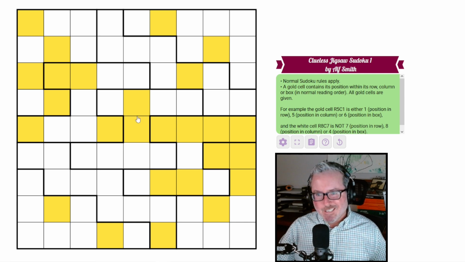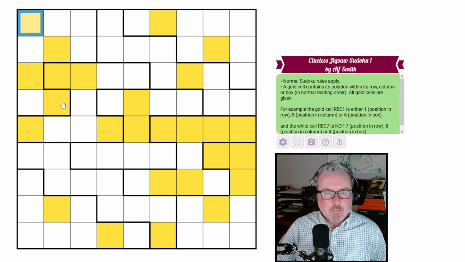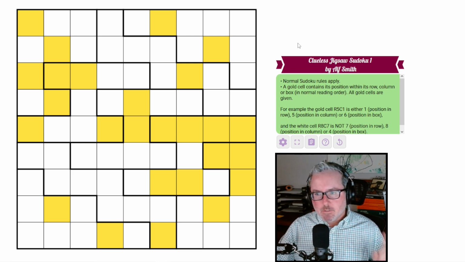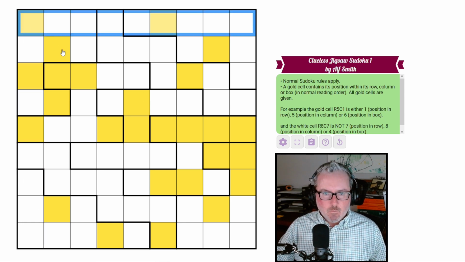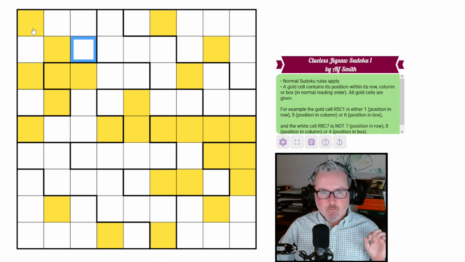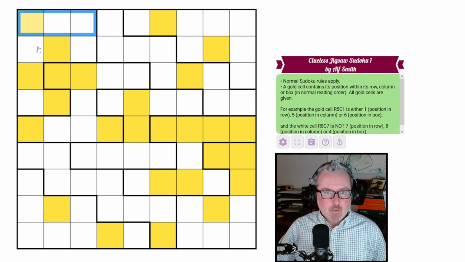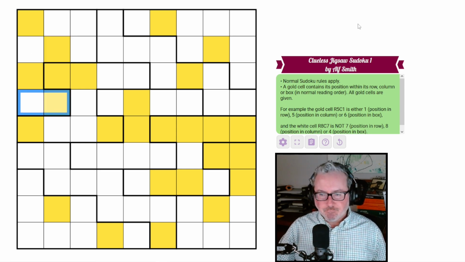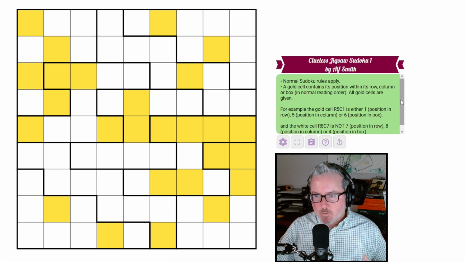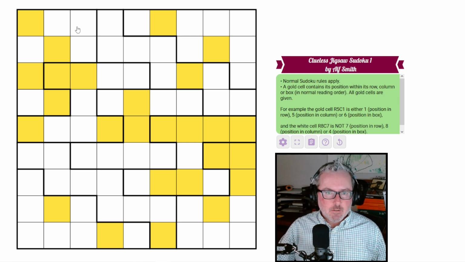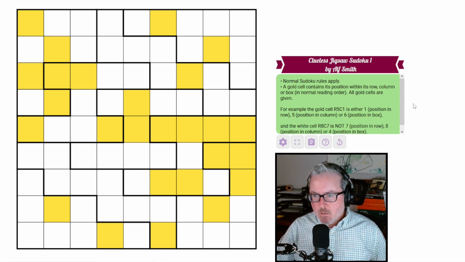So it's kind of like an indexing type of situation. Well, we'll wait and go through examples. But each gold cell has to pertain to either its row, its column, or the position within the region. So this would be the first position in this region by reading order. So left to right, top to bottom. And then, of course, all gold cells are given. So this one here couldn't ever be a 2 because it's in the second column. So let's look at the examples.